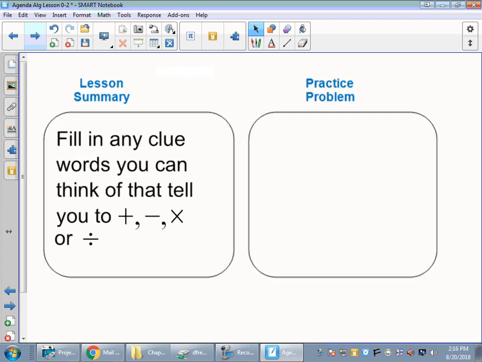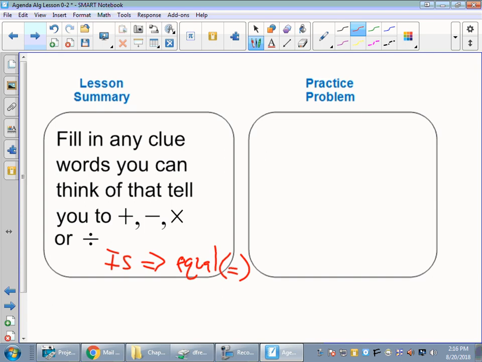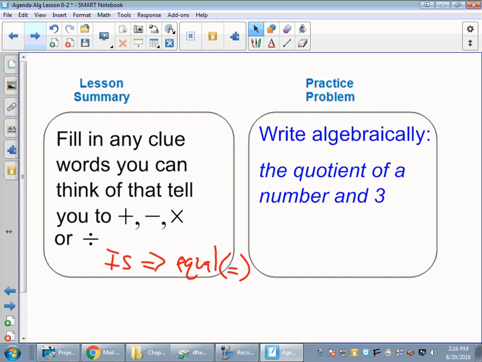One thing to think about, and I know we're not dealing with equal signs, but it does help to know that sometimes the word "is" in equations lets you know that that is equivalent to saying equal. So if you see the word "is," that would be the equal sign. Okay? And I know we're not dealing with equations today, but it's a little heads up to let you know.